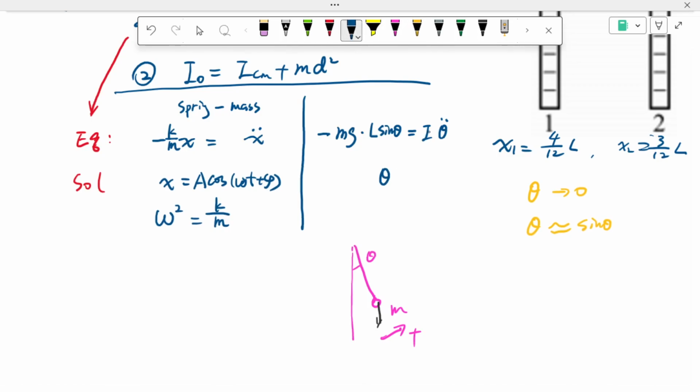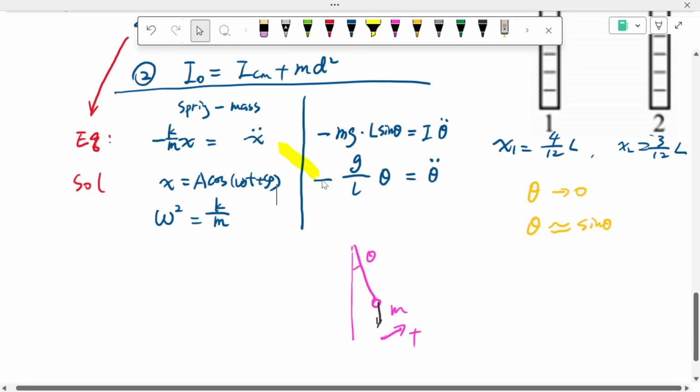The rotational inertia for this point mass would be ml squared, right? So we put this L to the left, ml squared. We have m cancelled, L cancelled. We have one more L left at the bottom, and we have g here. On the right side, we only have theta double dot. If we compare these two, we can observe that they have exactly the same form. They have identical form, which means that mathematically they have identical solutions, right?